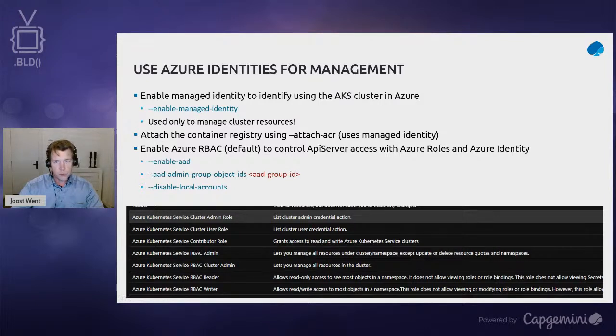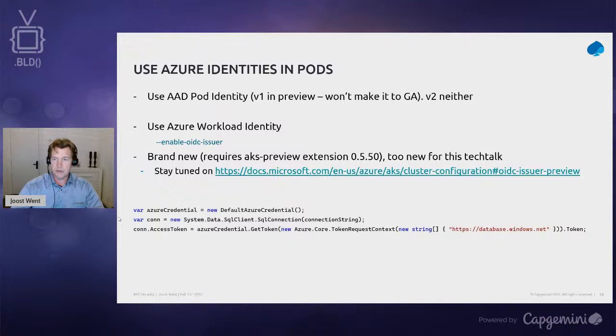But on the other hand, you also want to run your workload using Azure identities. And over here, the story is slightly different. I'm not that optimistic on that as of today. AAD pod identity has been there already around a year or so. It's actually still in preview phase, and that's where the caveat is. It's a long time in preview, and I'm convinced it won't make it to generally available. And V2, already the replacement of V1, won't make it either.